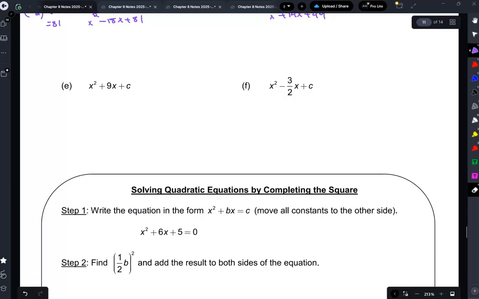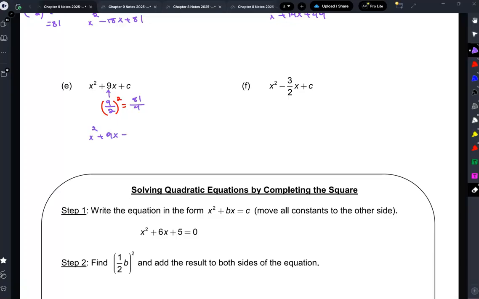Now, let's do this one. b is 9. This is the odd number that we were talking about. 9 divided by 2, right? You always take the number and divide it by 2. Now, does 9 divide by 2 evenly? It doesn't. So we leave it as 9 over 2. You do not change it to a decimal because now I'm going to square it. When I square this, what do I get? 81 over 4. So it's going to be x squared plus 9x plus 81 over 4.